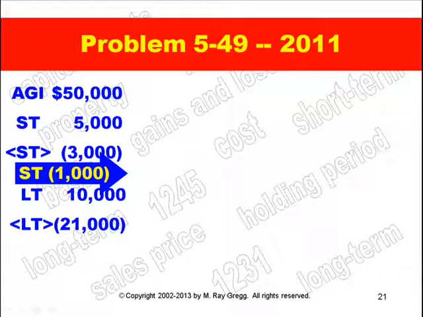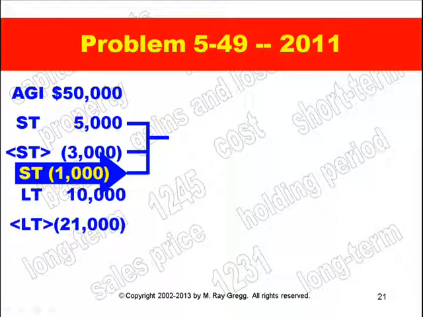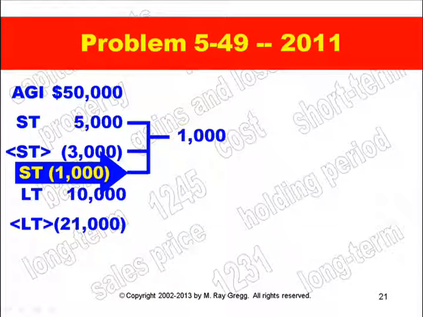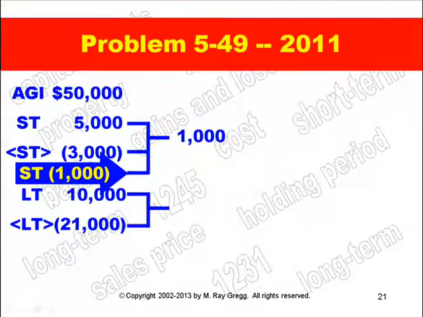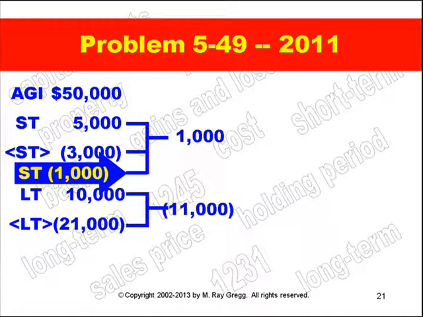In 2011, the facts given in the problem and on the handout and on the screen would indicate that the three short-term items would need to be netted. $5,000 in gains, $3,000 losses, and $1,000 loss nets out to a $1,000 gain. By the same token, the long-term items would need to be grouped. The $10,000 gain minus the $21,000 loss nets out to an $11,000 loss. If their signs are alike, then they're not netted.